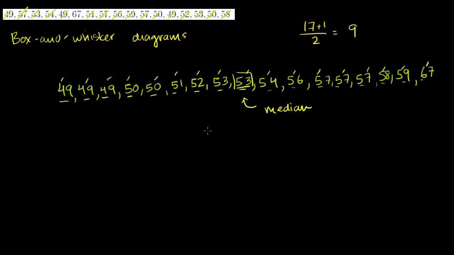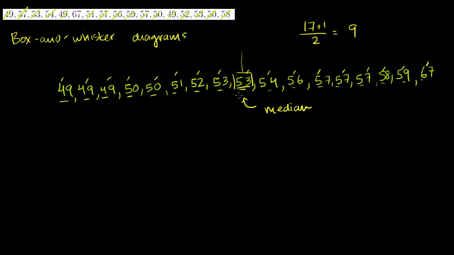Now, the next thing we want to do when we want to generate a box and whisker diagram is figure out the median of the two halves of the data. Notice, if you pick 53 as a dividing line, half the data is above it, half the data is below it. If these are people's ages and they say they're 53, they're at the 50th percentile. 50% of the people are above their age. 50% of the people are below it. This is the middle number.